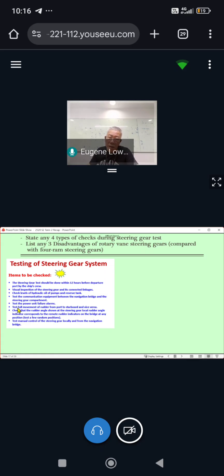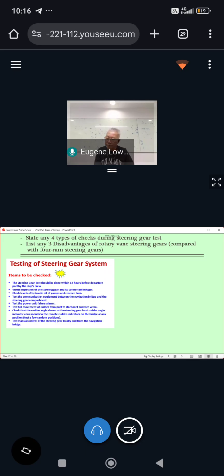Okay. Full movement of the rudder from port to starboard. That's one of the first things you do when you do a steering gear test, right? 35 degrees on one side to 35 degrees on the other side, and reverse. The same way must be able to be done, right? And the rudder angle will be shown on the steering gear local indicator, and that must correspond with the rudder angle indicator on the bridge. So if it's showing 21 degrees port, the bridge must also show 21 degrees port.